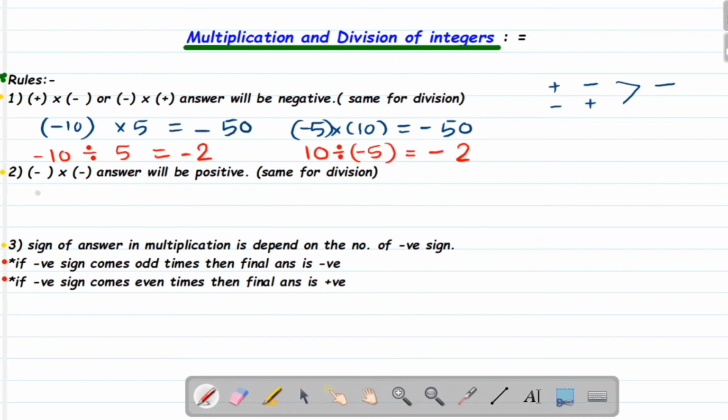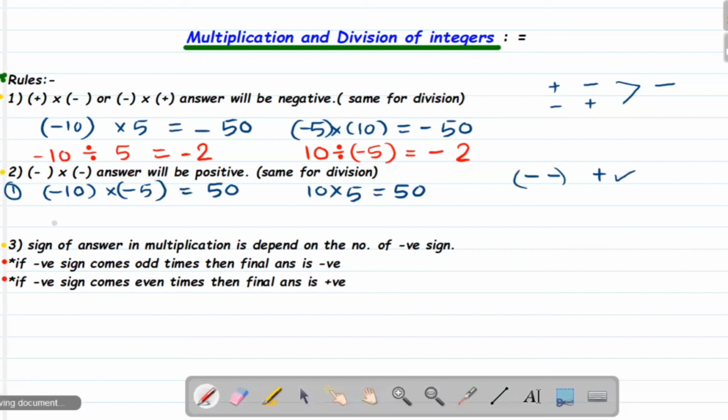Now the next, if both the numbers are negative, for example, minus 10 multiplied by minus 5, what will it be? 10 fives are 50, and minus minus will become plus, so your answer will be plus 50. If both the numbers are plus, then there is no worry, the answer is already plus. Okay, so here there is no criterion like in addition and subtraction, where only the bigger number's sign is taken. No, if both are negative, then both the signs will get cancelled out and your final answer will become positive.